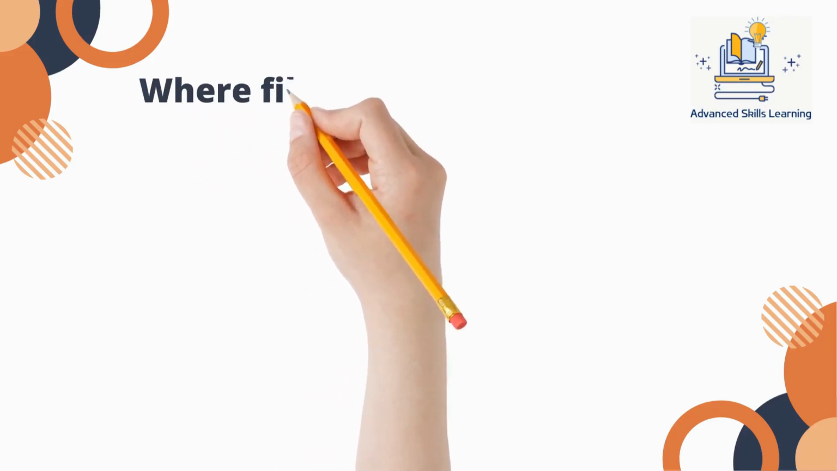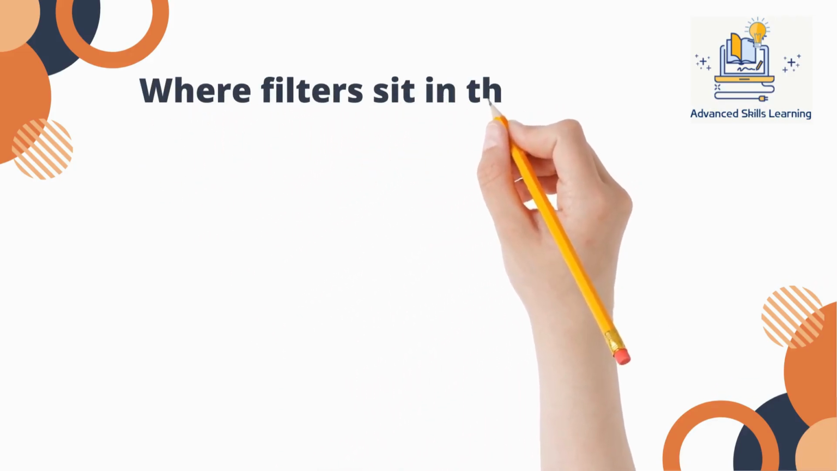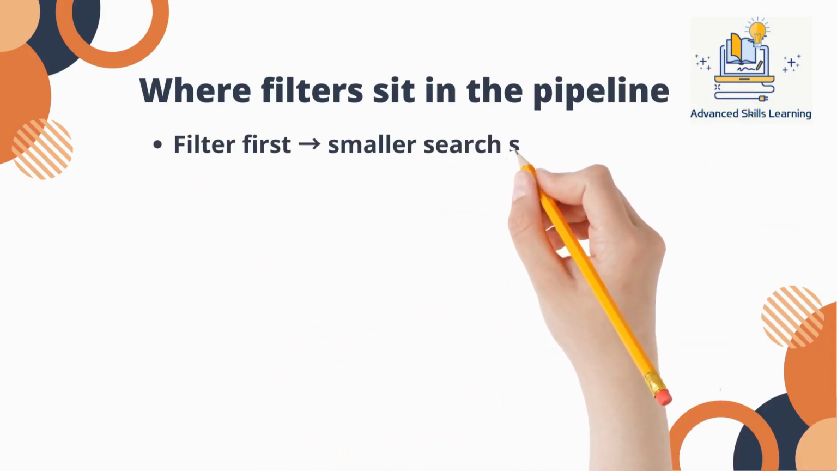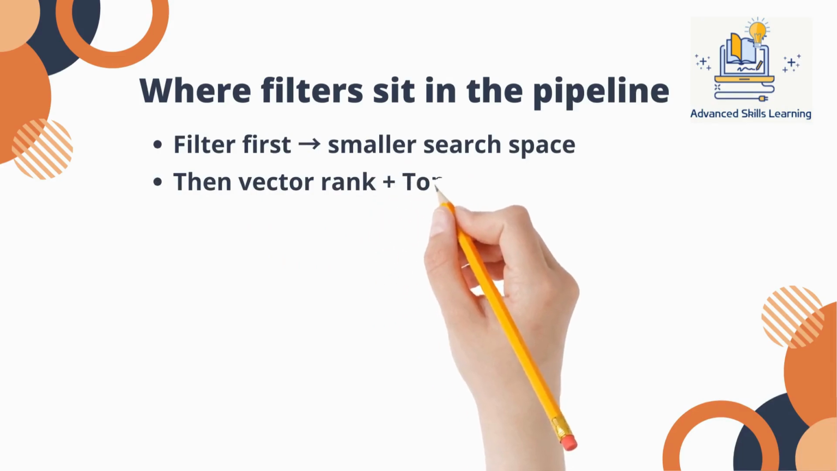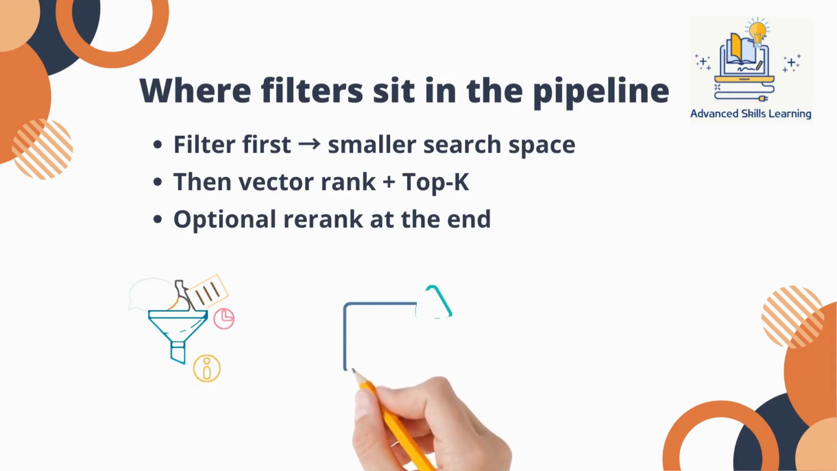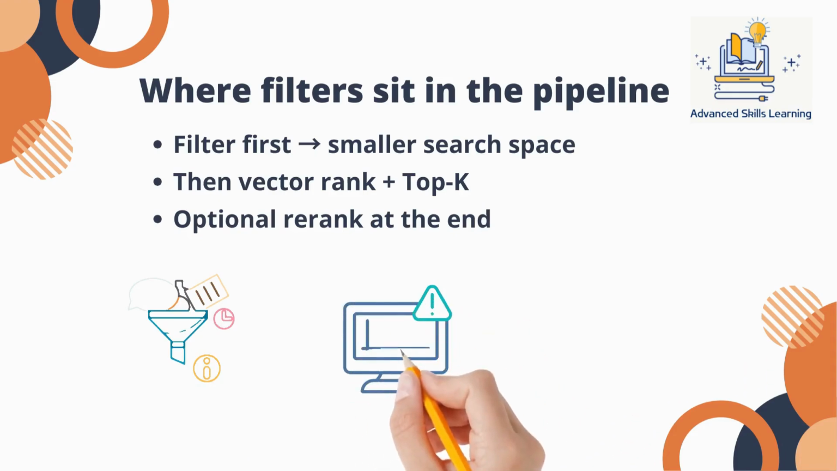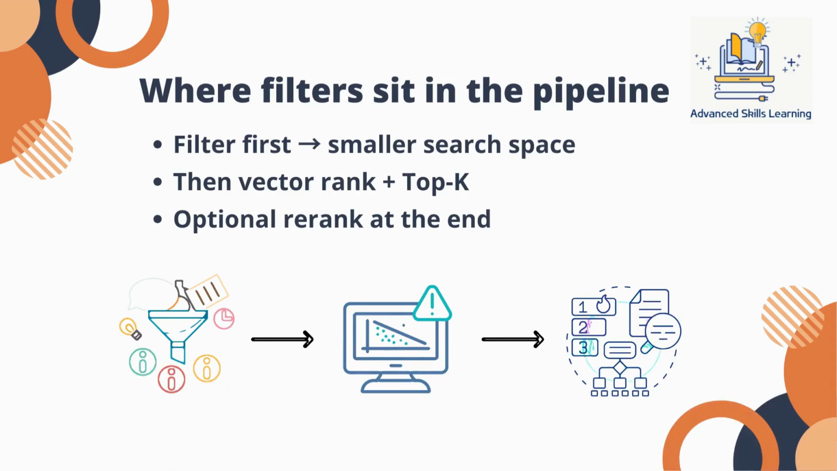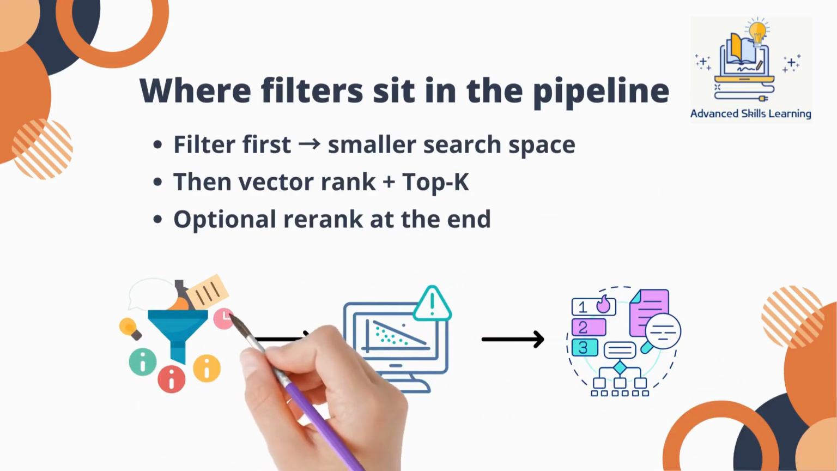The clean mental model is: filter first, then rank. You apply metadata filters to reduce the candidate set. Then you run vector similarity search within that subset and take your top K results. And if you want even higher precision, you can optionally re-rank the top results with a re-ranker model or a scoring rule. This order, filter first, improves relevance and often reduces latency and cost because you're searching a smaller space.